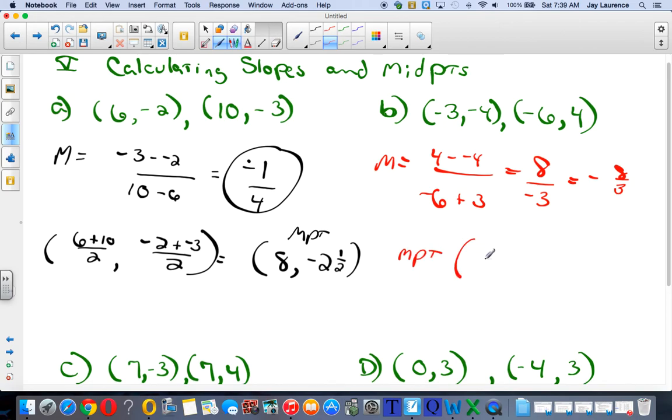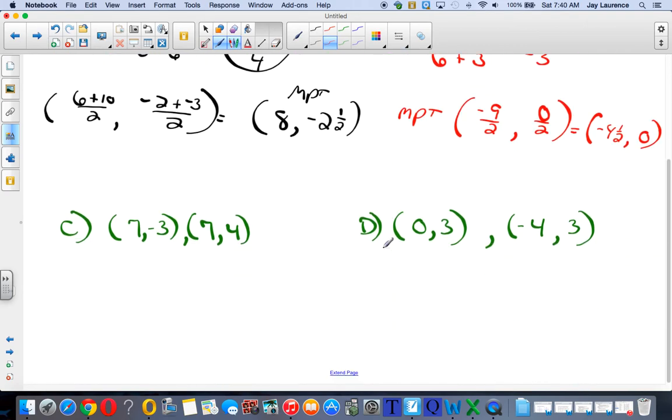All right, the midpoint. The midpoint, average the x's. I believe if I add the x's together, I get -9 divided by 2. And I average the y's together, I'm going to get 0 divided by 2. Well, that's going to be the point -4.5, 0. Okay? All right, 2 more to do.